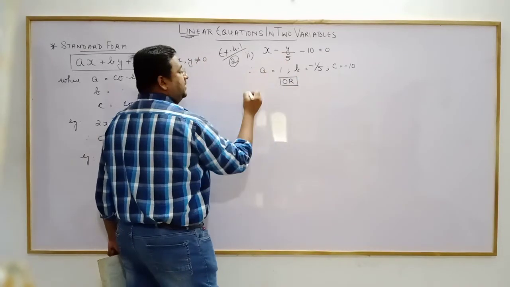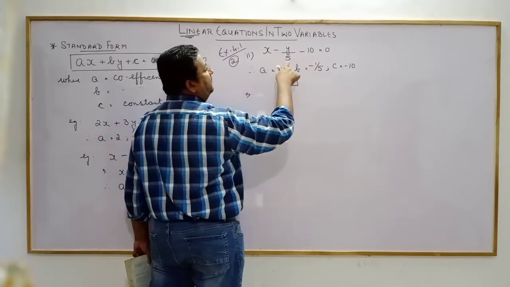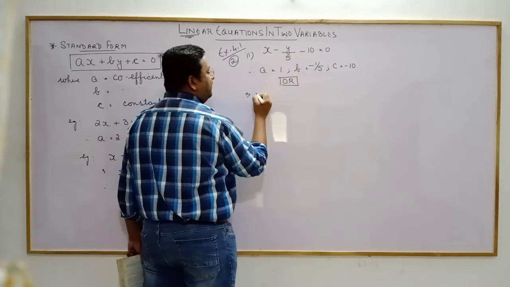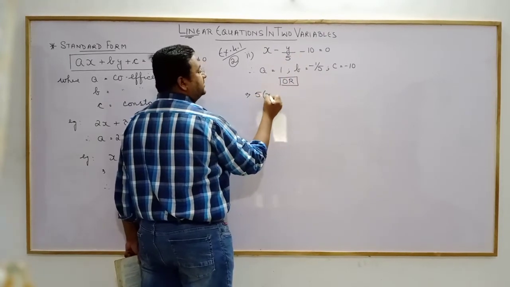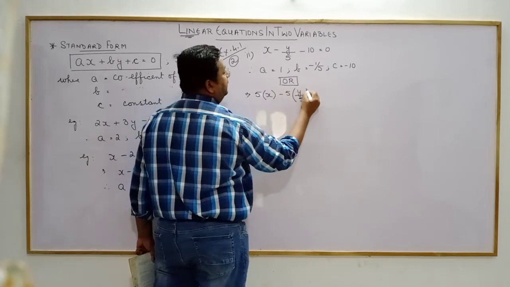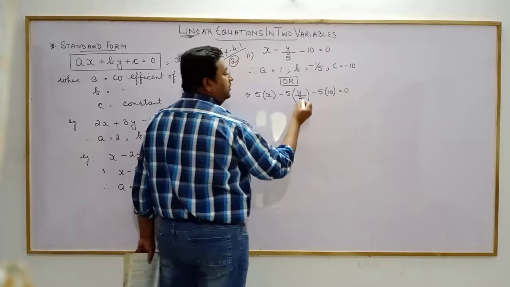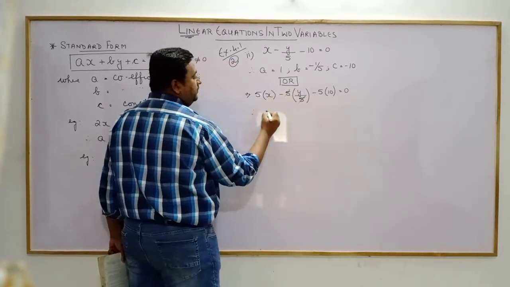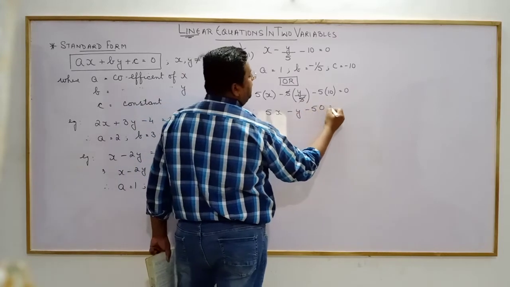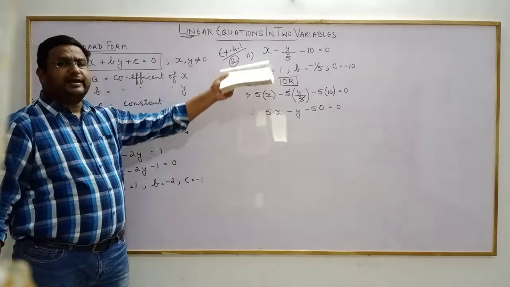Or I can write it simplified. Sir, what is the LCM of 1, 5 and 1? 5. So we multiply all the terms by 5. 5 into x minus 5 into y by 5 minus 5 into 10 is equal to 0. 5 and 5 cancel. So the equation becomes 5x minus y minus 50 is equal to 0. It is nothing but a different form of the same equation.